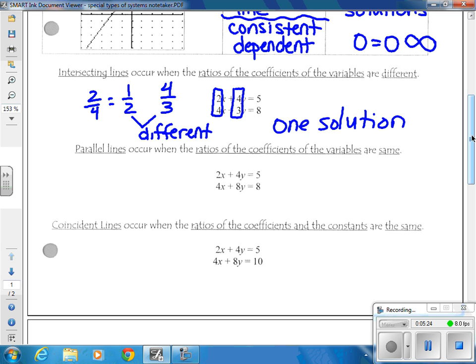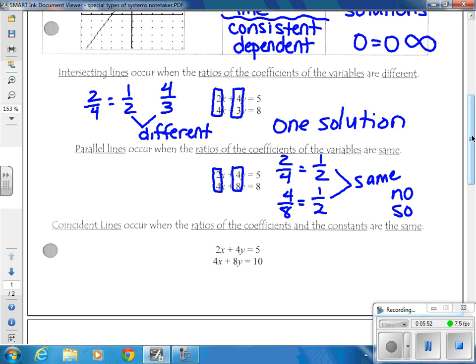For the next one, parallel lines occur if the ratios of the coefficients of the variables are the same, just the variables. So again, I'm going to take the coefficients of the x and the coefficients of the y, and I'm going to take a look at those ratios. I have 2 over 4, which is 1/2, and I have 4 over 8, which is also 1/2. When those two ratios are the same, then you know you will have parallel lines. And if you have parallel lines, you have no solution, because they're never going to cross.